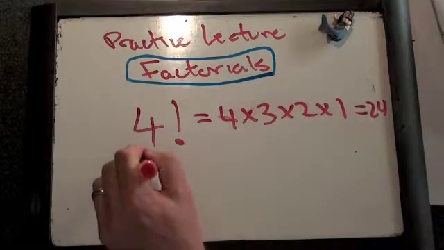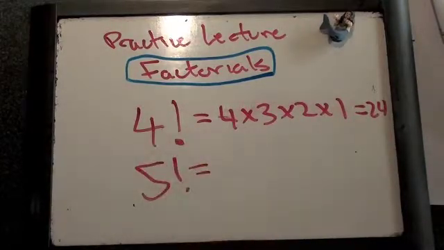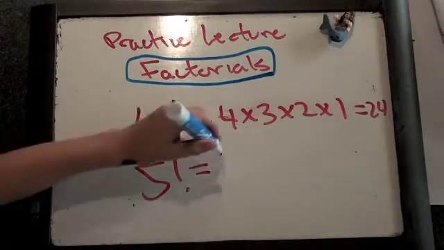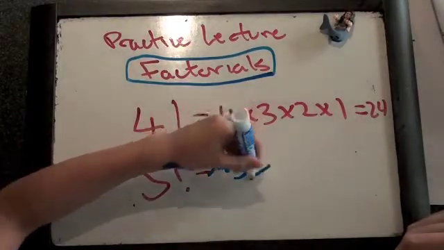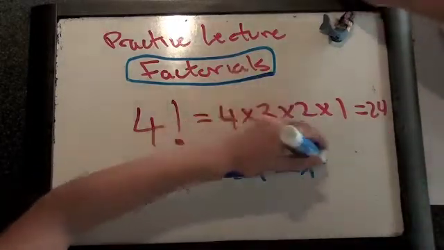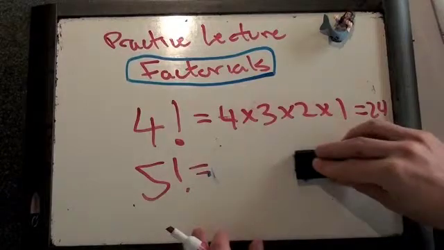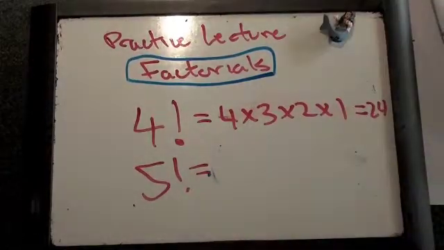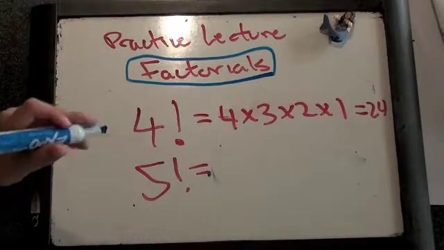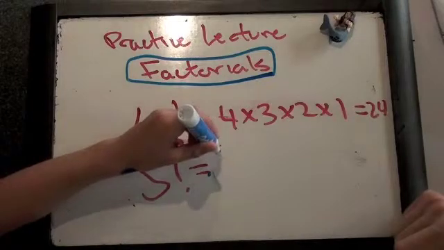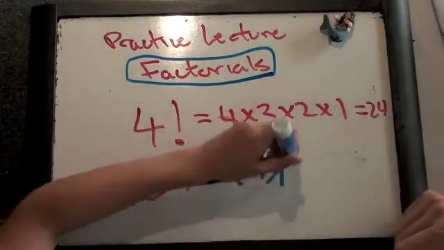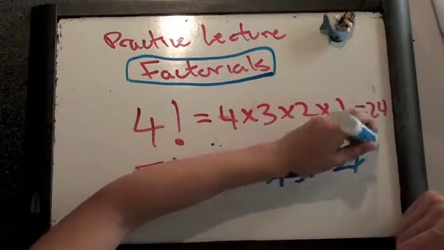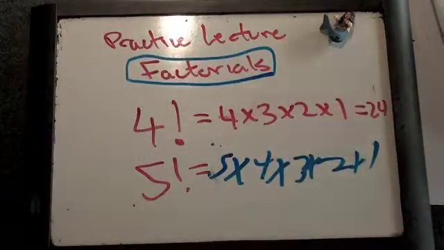Now you do this one yourself. What is 5 factorial? First tell me what 5 factorial means. Well, it means 5 times 3 times 2 times 1. Try again. What do you think 5 factorial means? 5 times 4 times 3 times 2 times 1. You take all the numbers below it. So write the 5, times 4 times 3 times 2 times 1. And what does that equal? 120. That's exactly right.